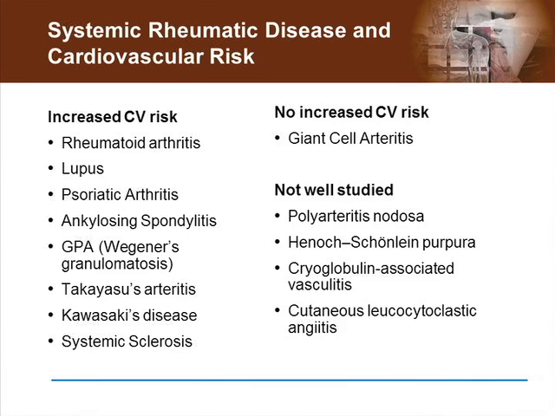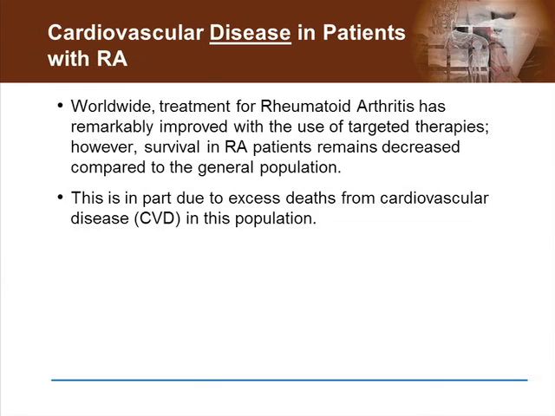My learning objectives today will be highlighting cardiovascular disease as a major impact for patients with rheumatoid arthritis. We'll be discussing some approaches to predicting cardiovascular disease, as well as potential areas of cardiac risk management, and also describe the relative contributions of traditional and novel cardiac risk factors in rheumatic diseases.